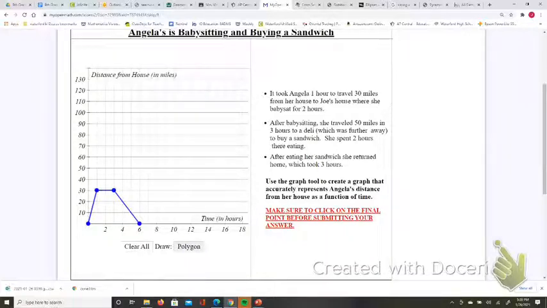Oh, wait a minute. I'm bad. Let's clear that again. I missed a whole part. Okay, she went 30 miles in 1 hour. She babysat for 2 hours. Okay, I missed the second bullet.